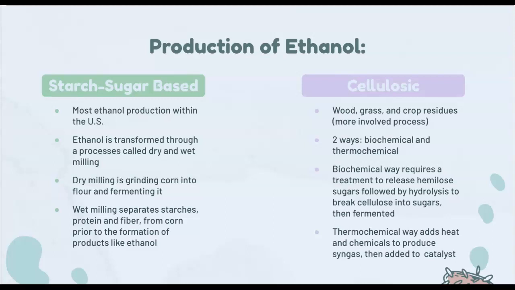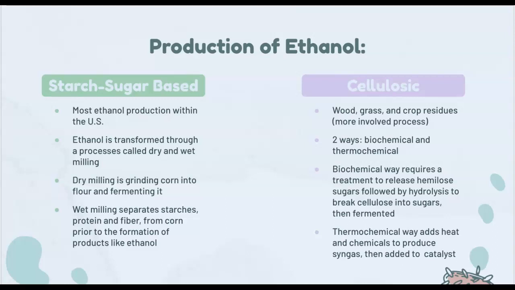Ethanol is transformed through two different processes, dry milling and wet milling, where dry milling is grinding corn into flour and fermenting it, while wet milling separates starches, proteins, and fiber from corn prior to the formation of products such as ethanol.